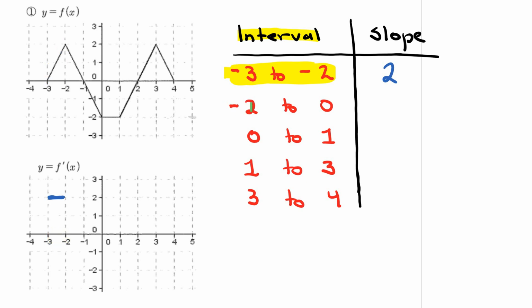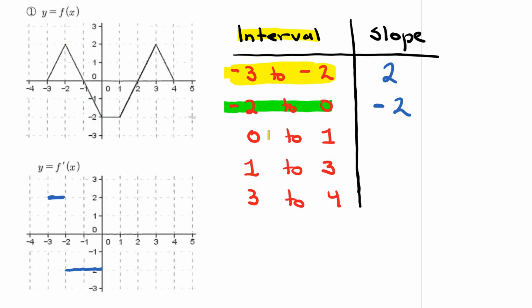My next interval is between -2 and 0, which represents this part of the graph. Ask yourself, what is the slope of that graph? Well, the rise is 4, the run is 2, and since that's a negative slope, 4 divided by 2 with a negative sign will be -2. So on this region from -2 to 0, I sketch a horizontal line at -2, just like that.